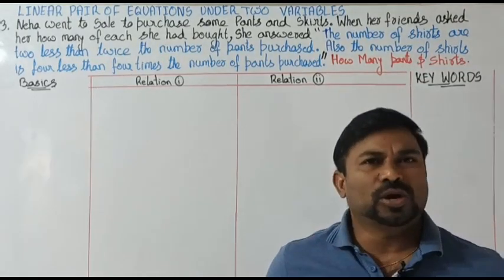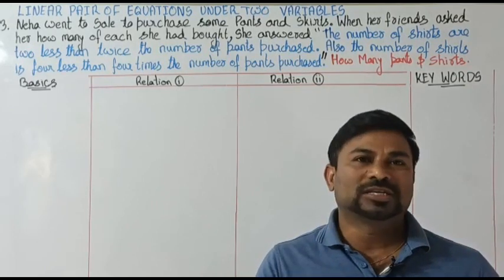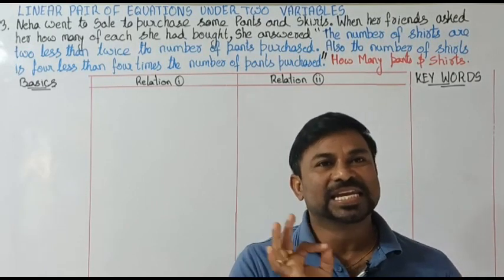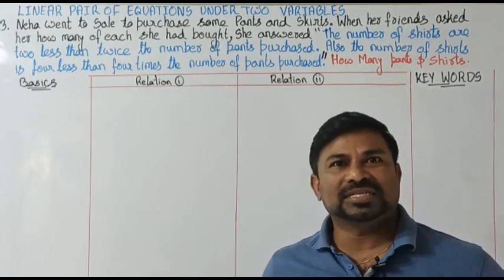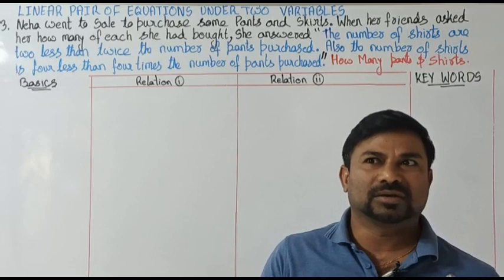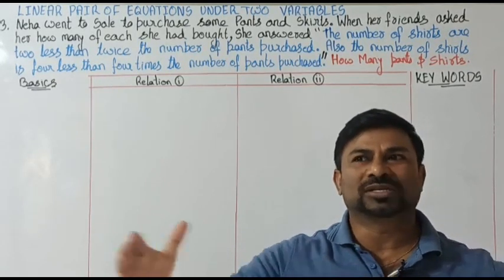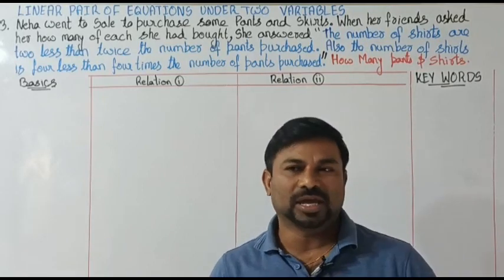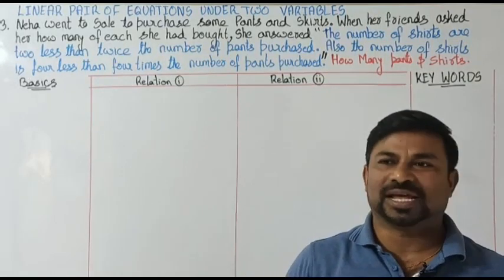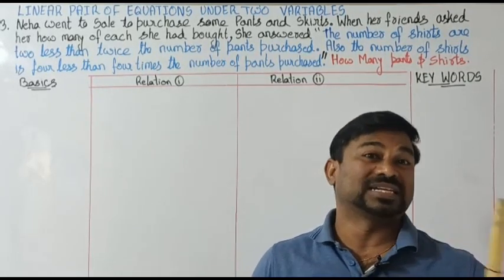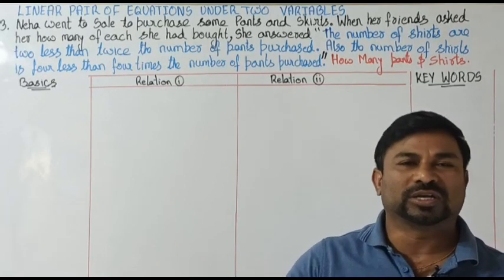In this video I have taken a topic from linear pair of equations under two variables. Two variables means we have two equations. To set up those two equations, we generally connect it to real life. In this one I am dealing with two objects like pants and shirts or skirts, a general purchase involving two friends.